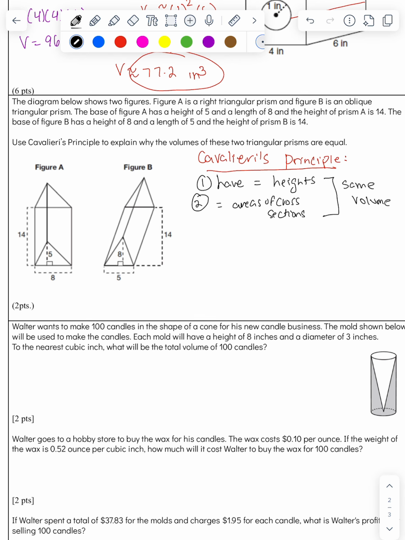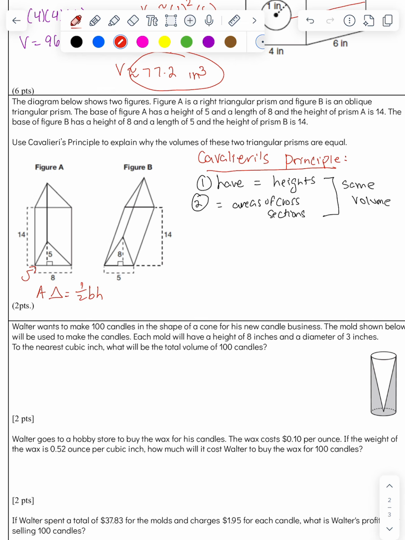You also have to use the information from the question in your response to have a complete response. So, if you take a look, both of the heights are 14. And since they're both triangular prisms, if we cut a cross section parallel to the base, the cross sections of both are going to be a triangle. It's going to be the same triangle on both. Because area of a triangle is 1/2 base times height.